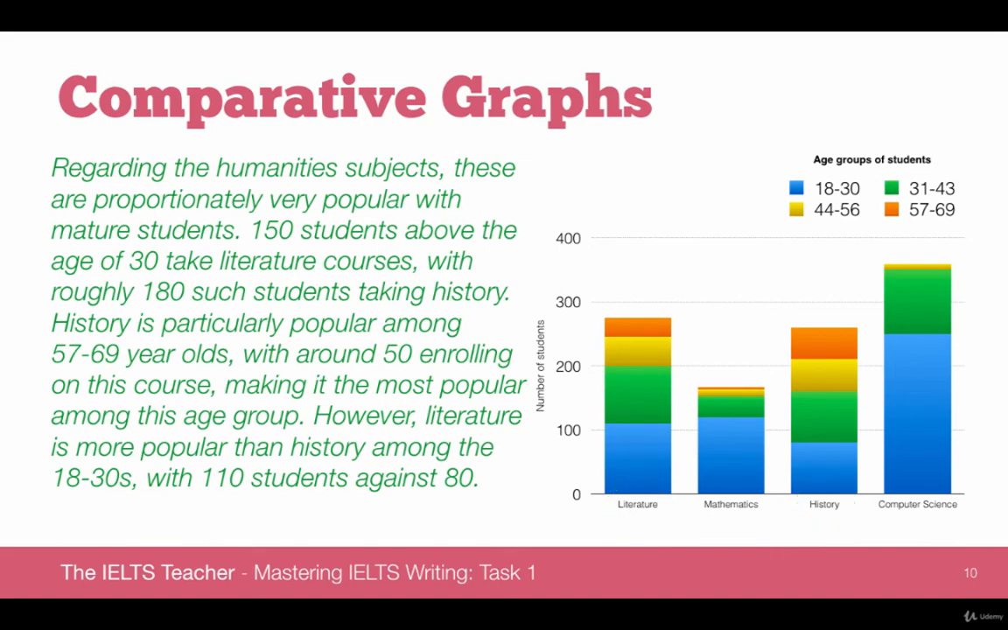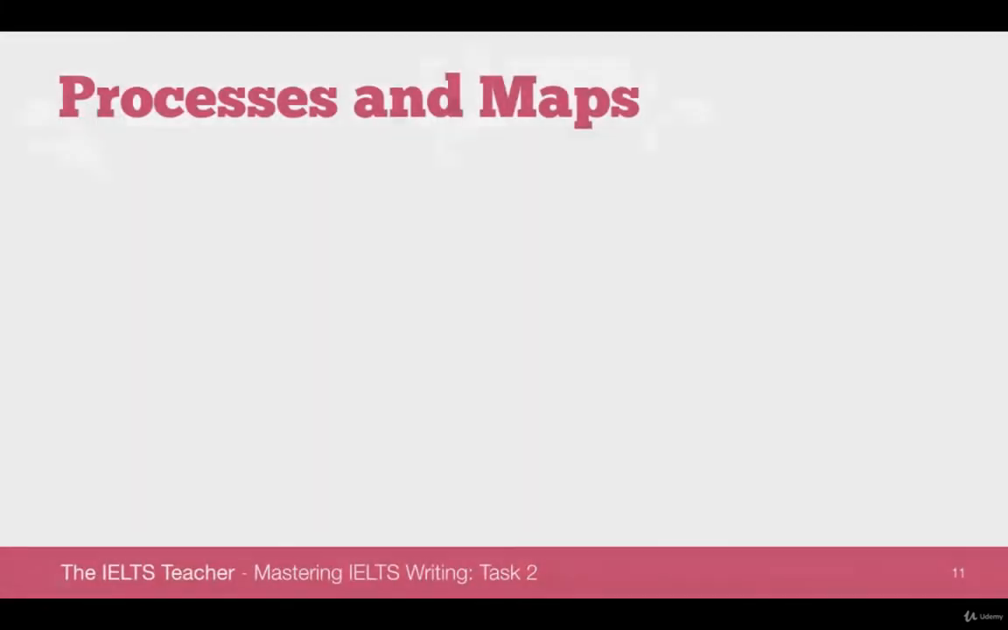Okay, again, it's including some key figures here, but the point to take away is that we have a very clear theme. We're looking at the humanities subjects, and we're giving as much detail as we can about these humanities subjects. Now, when it comes to processes and maps, things can be a little bit trickier.